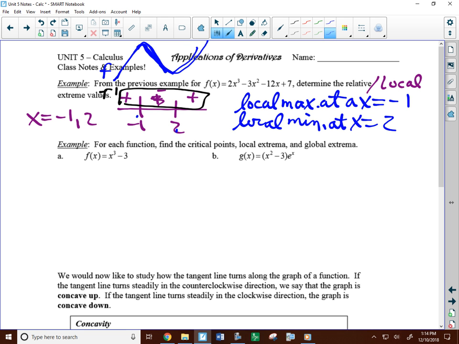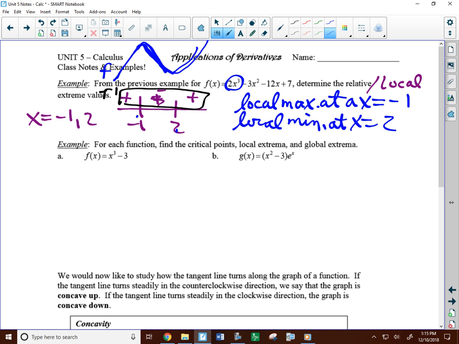It could be more to global, however, actually it's not on this one, is it? Because it's x cubed, there would be no global max or min, it just goes on forever in both directions. Now, if you wanted the actual maximum and minimum values, you plug -1 and 2 into the original function.